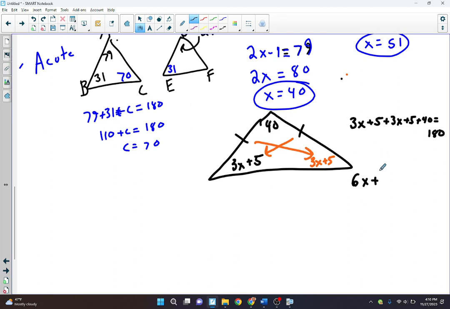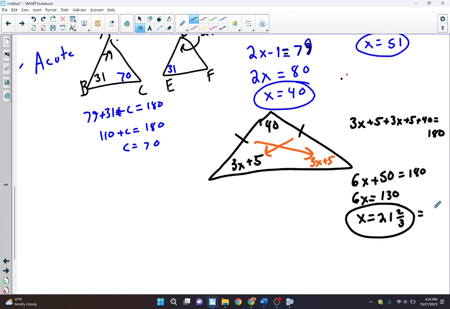So 6x plus 50 equals 180. I'm combining like terms. 6x equals 130 after subtracting 50 from both sides. This is a fraction, I apologize for that. 21 and 2/3. I did decimals. Sorry about that. 2.16.